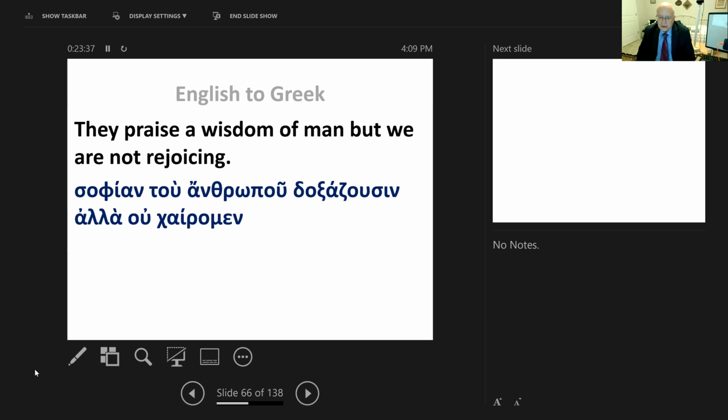Now, why is this a good translation? The correct translation is: they praise a wisdom of man. Notice doxazousin, third person plural. I don't have a plural subject, for example logoi, words, or paidia, children, infants, or tekna, children. I don't have a plural subject here. So doxazousin must be the verb. Instead of the children, I just say they are praising.